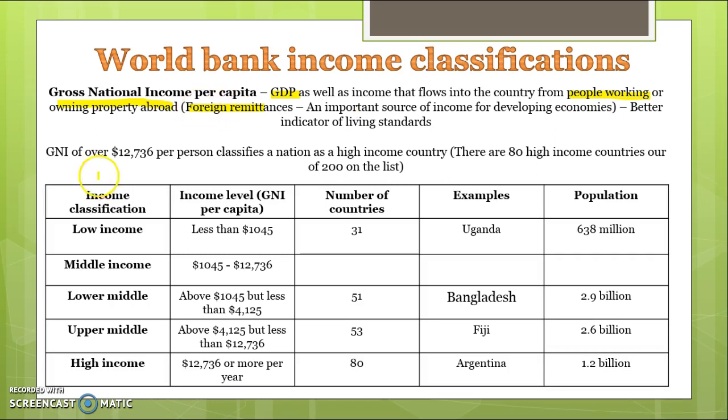GNI of over 12,736 per person is generally considered to be a high income country. So as you can see, less than 1,045 is low, above 12,736 is high, and then between those two figures you've got your upper middle and your lower middle range.